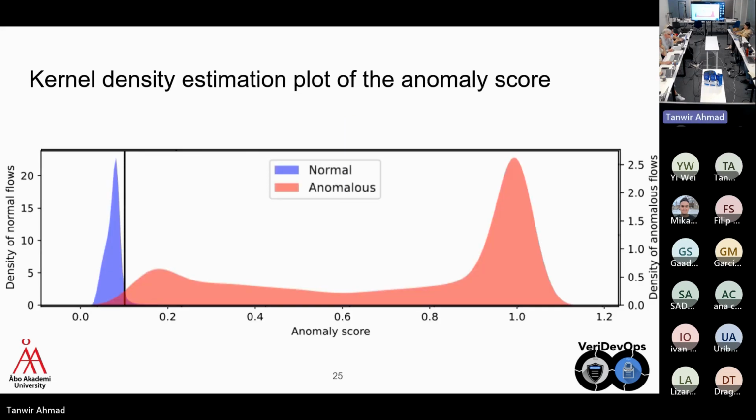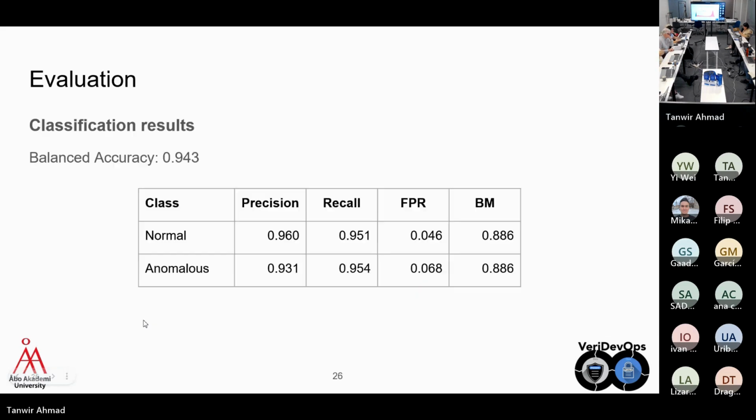And then we used the same kernel density estimation plot. And here we also follow the same approach. We calculate the threshold as the 99th percentile of the training data. And here we also see that there is some overlap, but overall the threshold is quite good to separate the anomalous samples from the normal. And in figures, we were able to get quite good results.